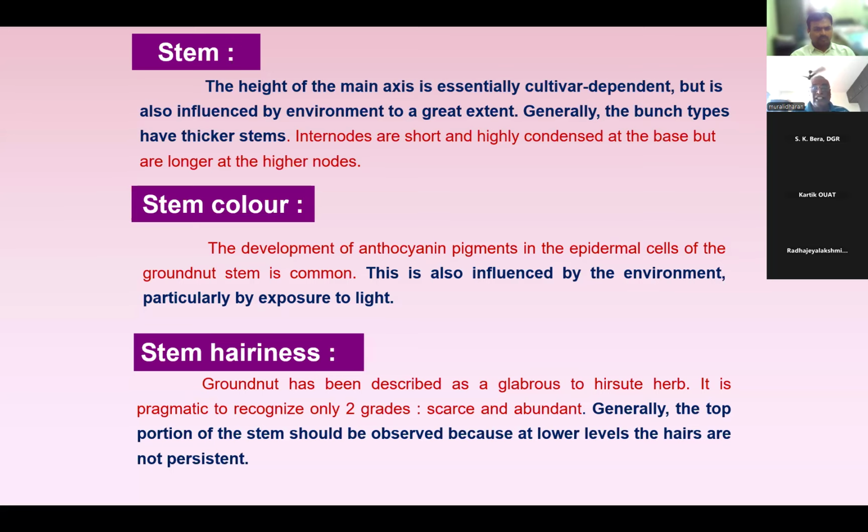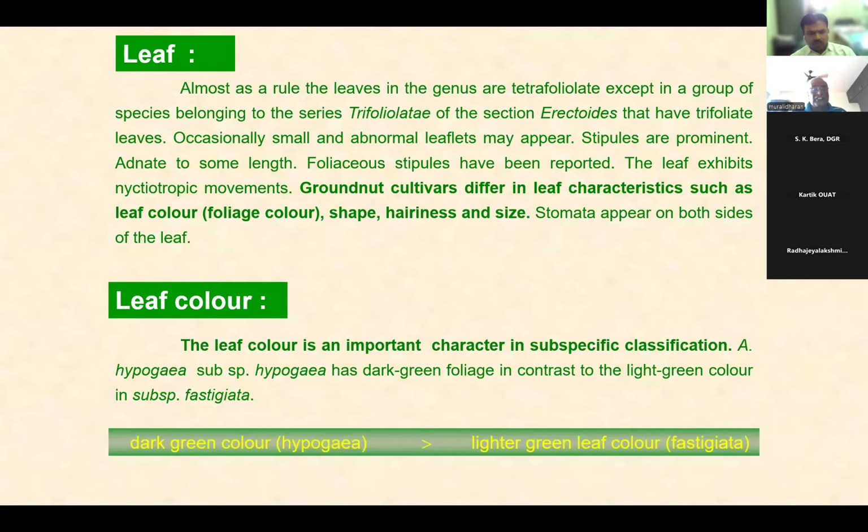Leaves: groundnut cultivars differ in characteristics for leaf color, shape, hairiness, and size. This is very important because in many cases, when you cross bunch with bunch, it comes in very handy for F1 identification and the selection of the hybrids. The leaf color is also an important character in subspecific classification. As I told earlier, hypogaea, that is Virginia runner and Virginia bunch, have dark green leaves, whereas fastigiata and vulgaris, that is Spanish and Valencia, have lighter green leaf color.